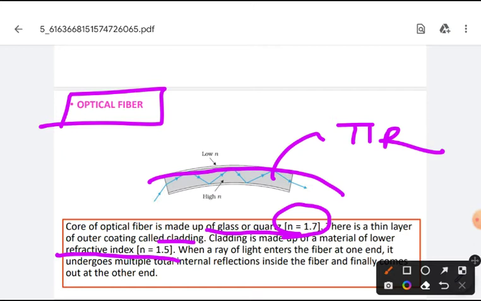The light entering at one end undergoes multiple internal reflection and goes out through the other end. And this outer layer is made up of cladding. Here the refractive index is 1.7 and this is 1.45, so it is less.